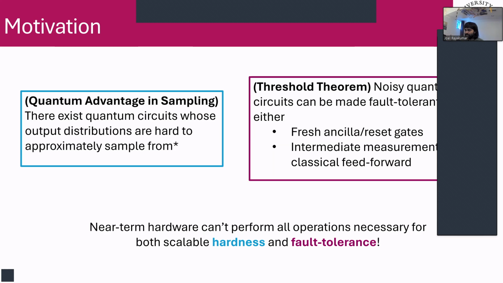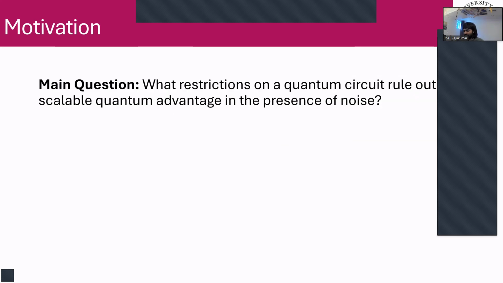The main question that I'm going to be asking in this talk and trying to get at is what restrictions can we place on a quantum circuit to rule out the possibility of scalable quantum advantage in the presence of noise? So, as I mentioned earlier, you need fresh ancilla, for example, or you need to do intermediate measurement and classical feed forward. If you remove this and maybe you make other restrictions, can you say for certain that the circuit class cannot be made fault tolerant, cannot demonstrate quantum advantage?